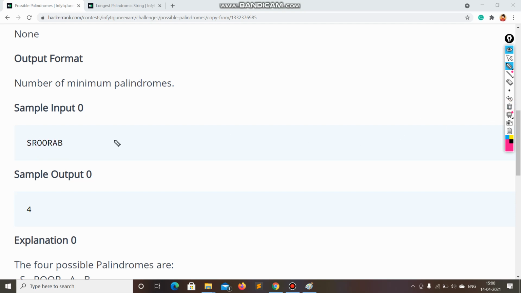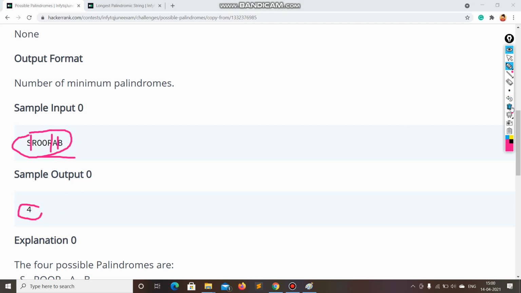Let's see, is there any other solution? Yes, R O R A B. So you got 4. Is there any other approach? I think there are no other options, so this is the solution. How many minimum palindromes did you get? S, ROOR, A and B. So you got a total of 4.